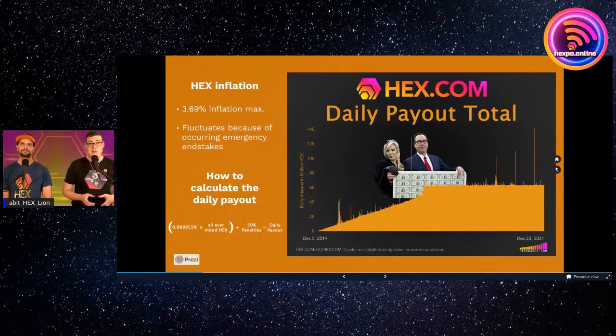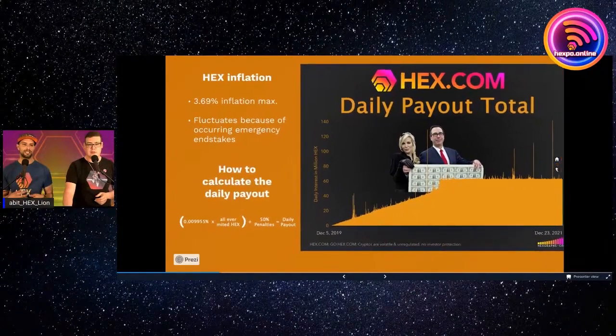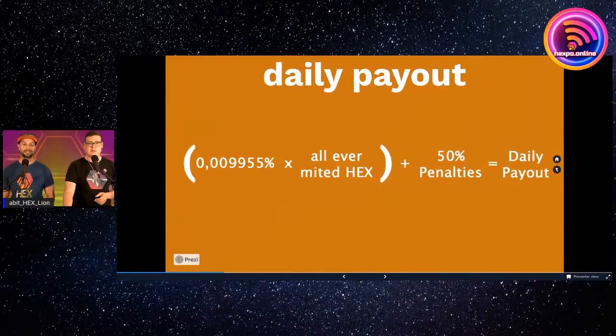Let's have a look at how the daily payout is calculated. You take all ever minted HEX, and you need to realize that's an increasing number because of the inflation of HEX. So all ever minted HEX times a fraction of the 3.69%, which is 0.009955%. And on this number, you add 50% of the penalties accrued in the last 24-hour section, and that gives you the daily payout total of the day. So click once so the people can see the calculation on a big screen, and maybe they can calculate it themselves if they want to. But now we will go on with the next slide.